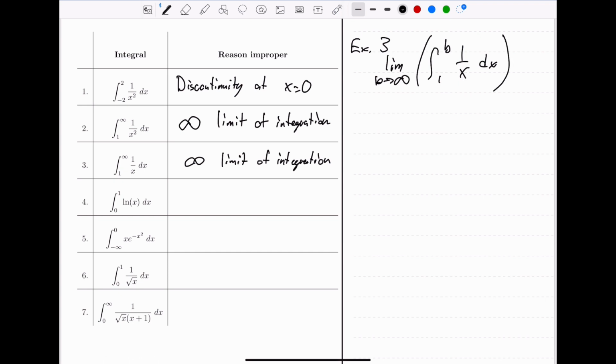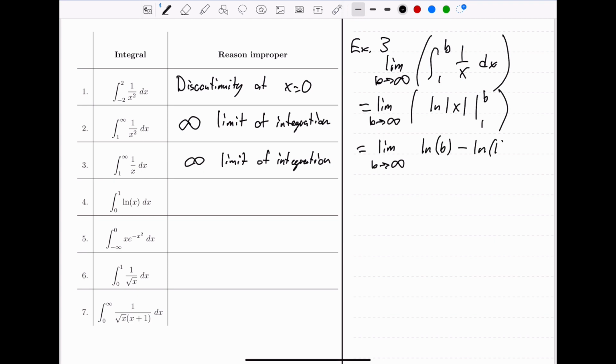The antiderivative of 1 over x is the natural log of x. So I have the natural log, absolute value of x, from 1 to b. Everything's positive here, so I really don't need the absolute values. So I plug in the upper limit, plug in the lower limit, take the difference. I have the limit as b approaches infinity of the natural log of b minus the natural log of 1. The natural log of 1 is 0. So I really have the limit as b approaches infinity of the natural log of b.